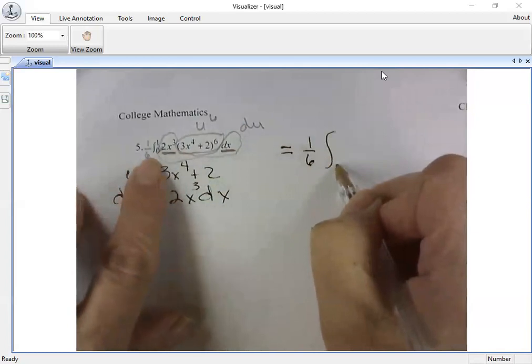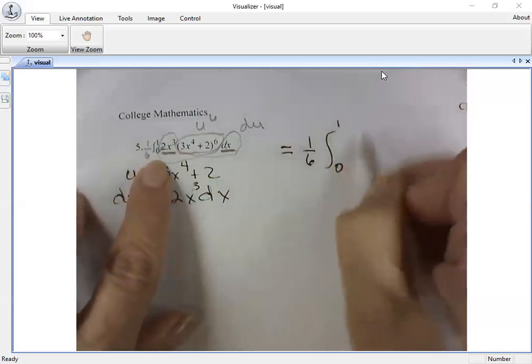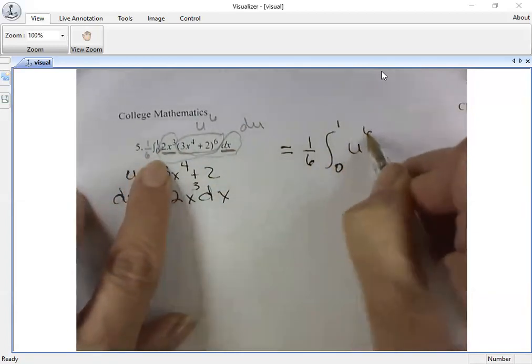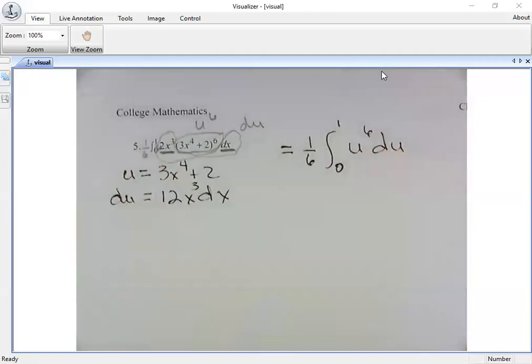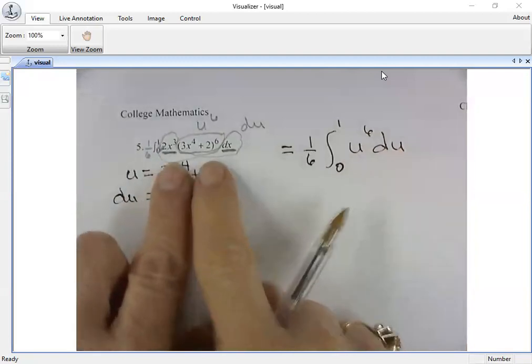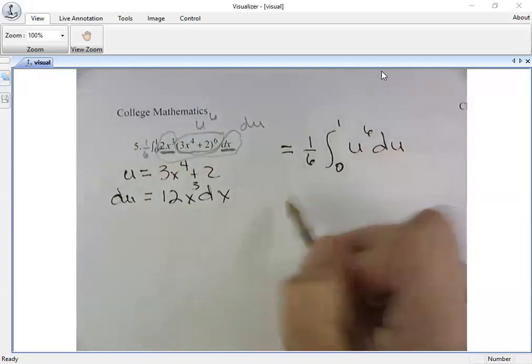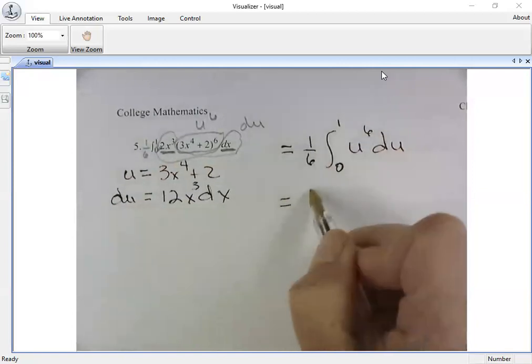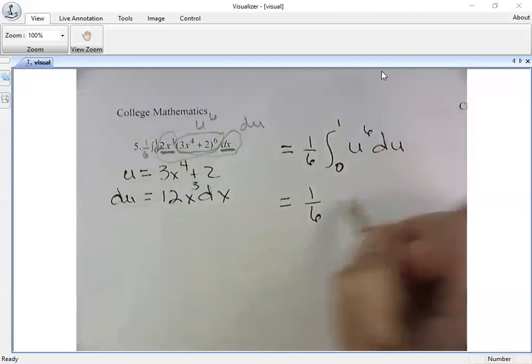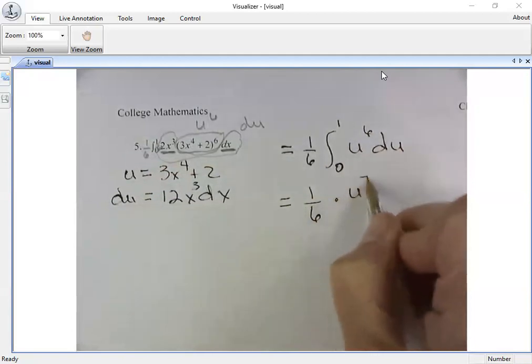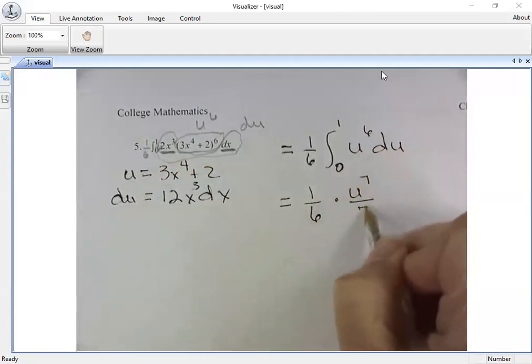Well, let's go ahead and put our limits on here. 0 to 1. And you're right. It's going to be u to the 6th du. That integration's not scary, right? This looks scary. This doesn't. So integrate for me. Do I keep the 1/6? And how do you integrate u to the 6th? Over 7, right?